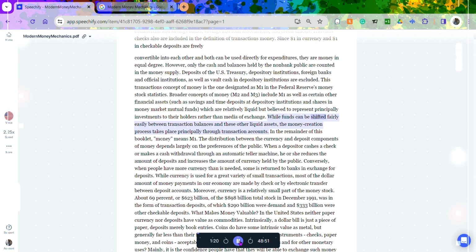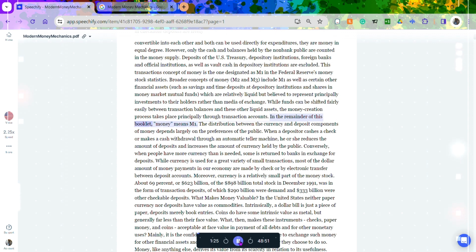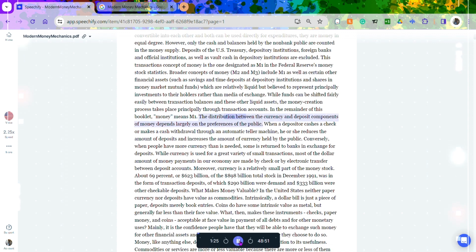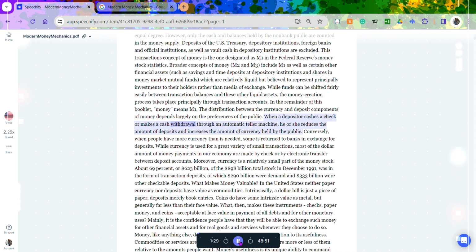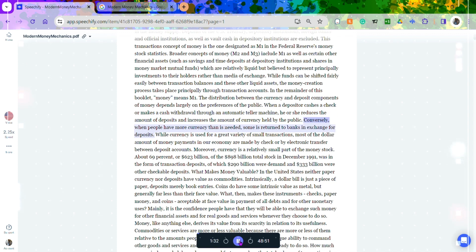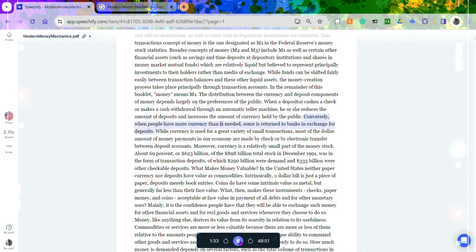While funds can be shifted fairly easily between transaction balances and these other liquid assets, the money creation process takes place principally through transaction accounts. In the remainder of this booklet, money means M1. The distribution between the currency and deposit components of money depends largely on the preferences of the public. When a depositor cashes a check or makes a cash withdrawal through an automatic teller machine, he or she reduces the amount of deposits and increases the amount of currency held by the public. Conversely, when people have more currency than is needed, some is returned to banks in exchange for deposits.